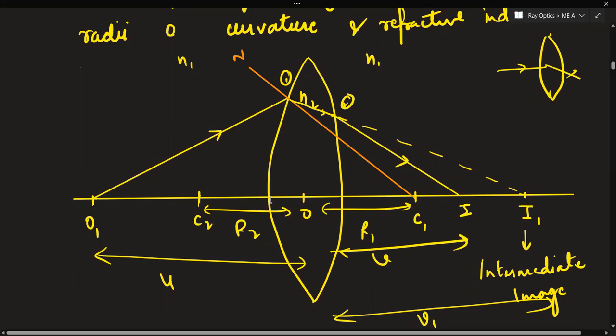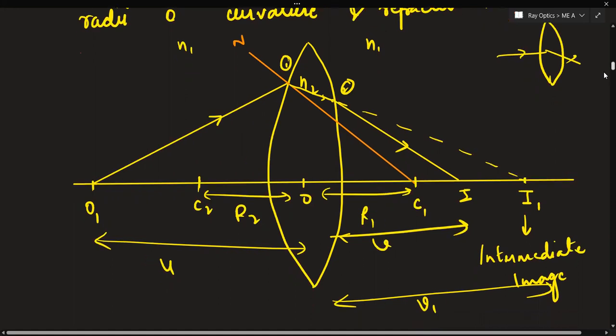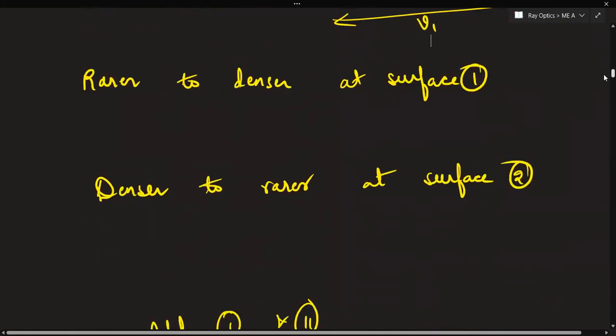See, for the first surface, the rays are going from air to this glass, right? So this is from rarer to denser. If you look at half the portion of it, this is acting as a spherically refracting surface from rarer to denser. You have already done this. Second part, now the rays are going from glass to air, right? So this is from denser to rarer. You have two equations. You just have to simplify both the equations. Understood. So rarer to denser at the first surface.